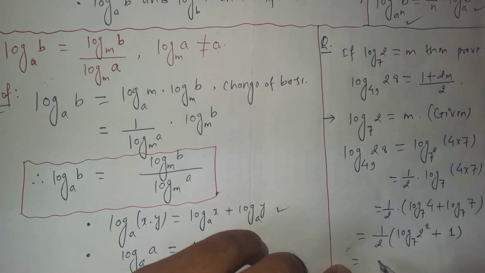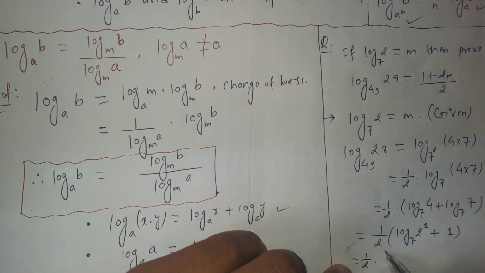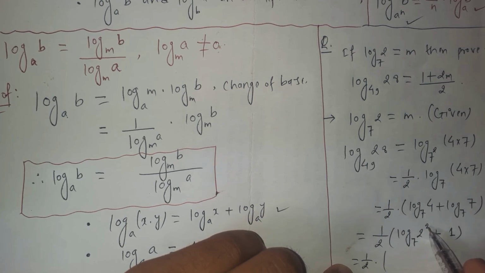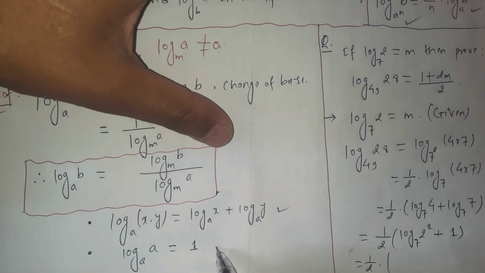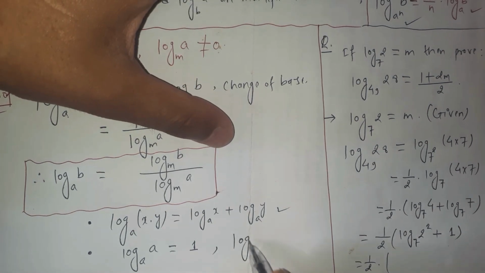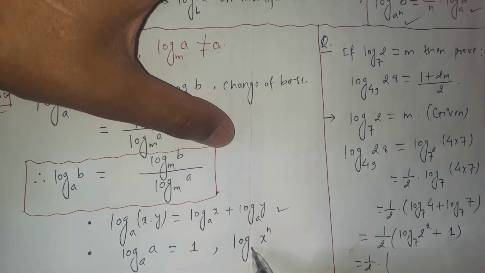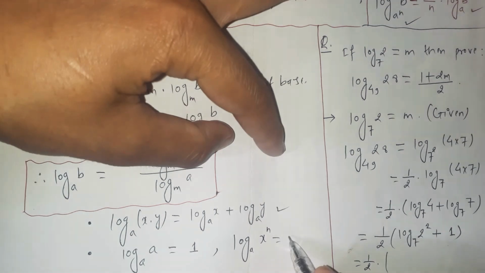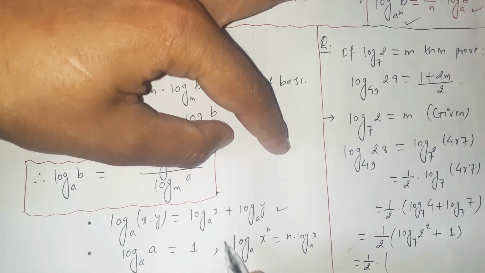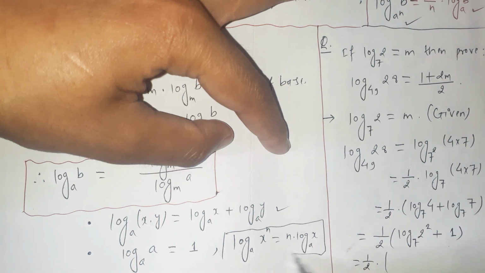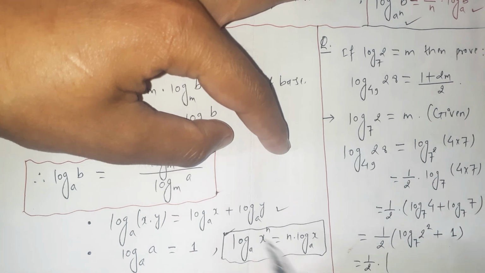And here, 1 over 2 times, by using the concept of the power law, let me write here: if the log of a number x to the power n with a base a can be written as n times the log of x with the same base. Please remember this property. This is a very important property.